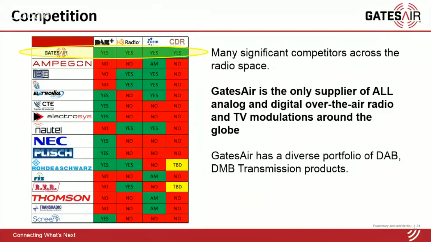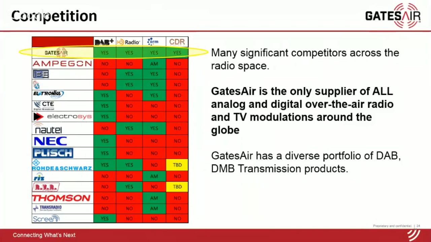In DAB, you've got Electronica, you've got CTE, Electrosys, NEC, Plisch, Rohde & Schwarz, and Screen, and there's a lot of other little players too, right, Martin? A lot of little players in this game. Nautel jumped into television a couple of years ago, but they still haven't ventured into the DAB plus market, although I would assume that they could. So that's a little look at the competition.